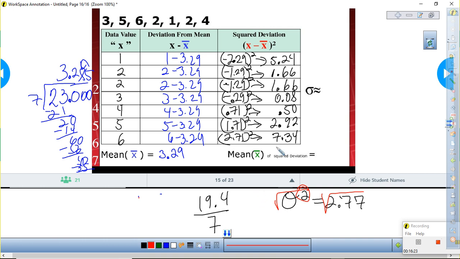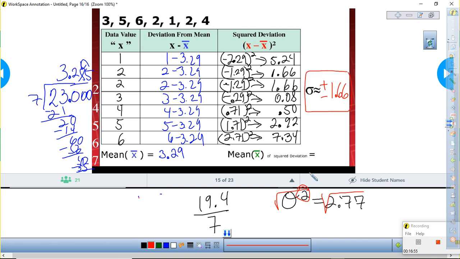Roman. Plus, minus, approximately 1.66. Hands up if you got that. That seems about right.